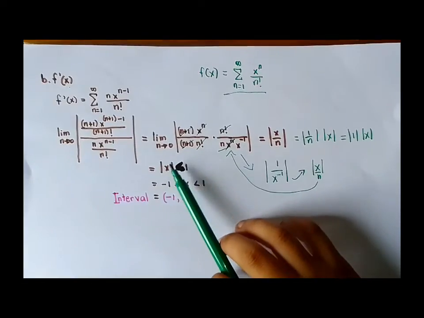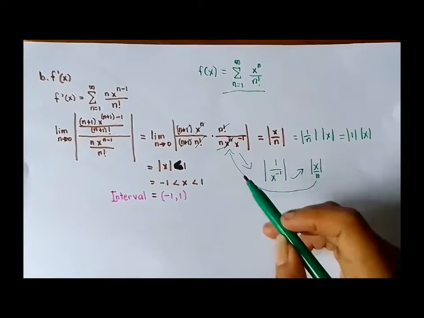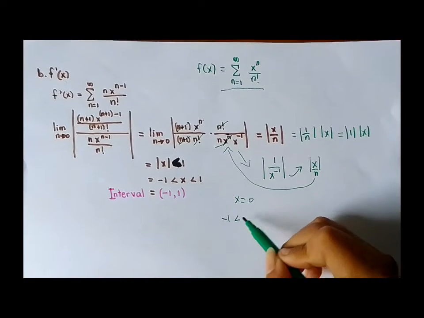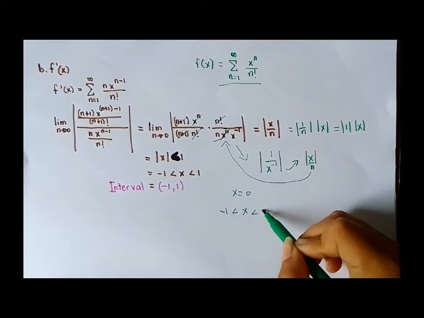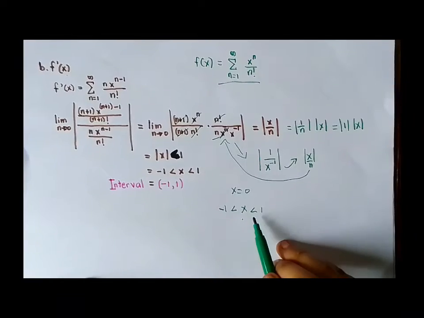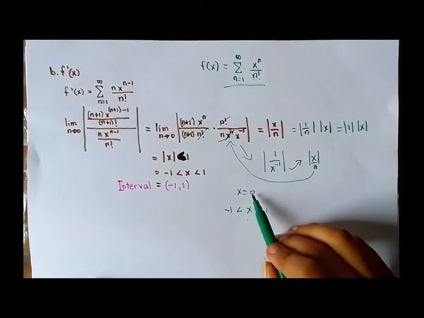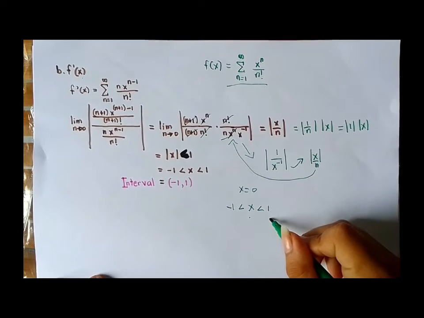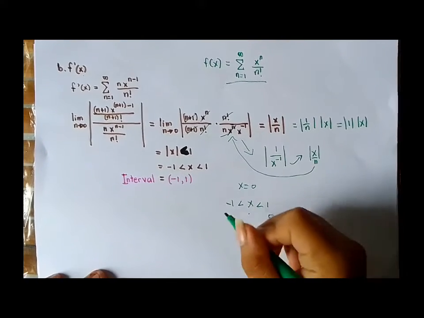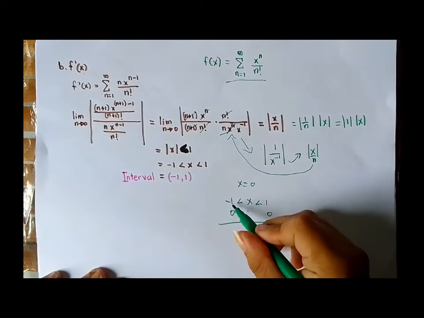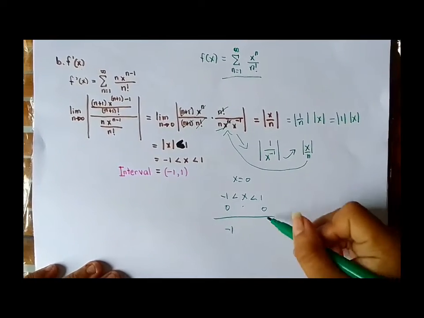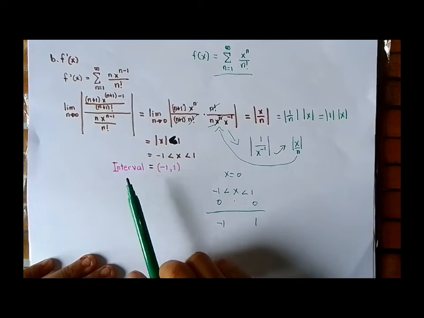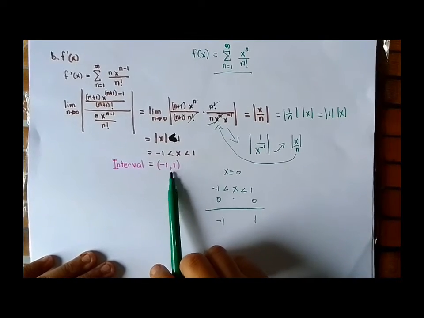Here the absolute value of x is less than 1. Then x equals 0, -1 here. So we have x greater than -1 but less than 1. Then we'll add 0 to both values of c minus r and c plus r. So add 0 here. We have -1 plus 0, which is -1, and 1 plus 0 is 1. So our interval of convergence is -1 and 1.